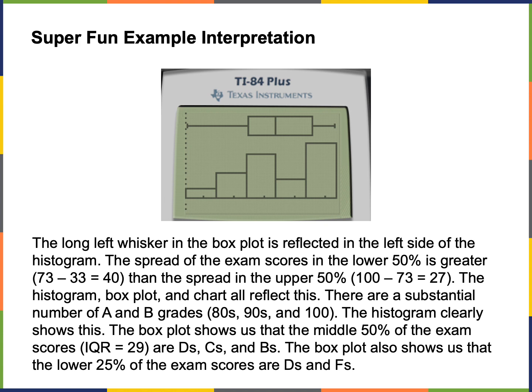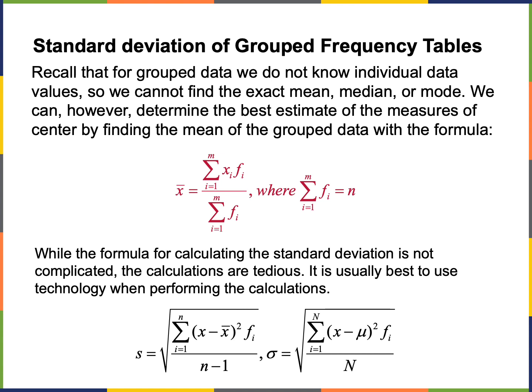And then we have here the middle 50% of the exam scores, the IQR, which are D's, C's, and B's. And the box plot also shows us that the lower 25% of the exam scores are D's and F's. Okay, so here, what else?